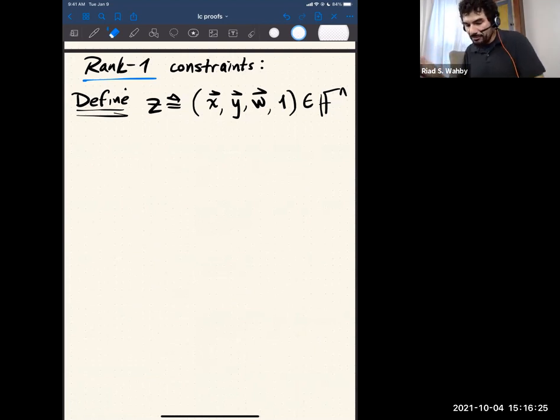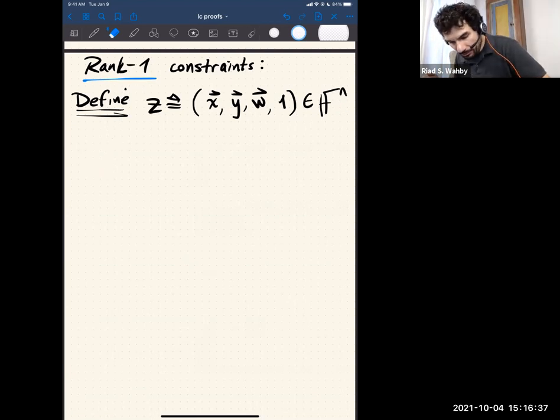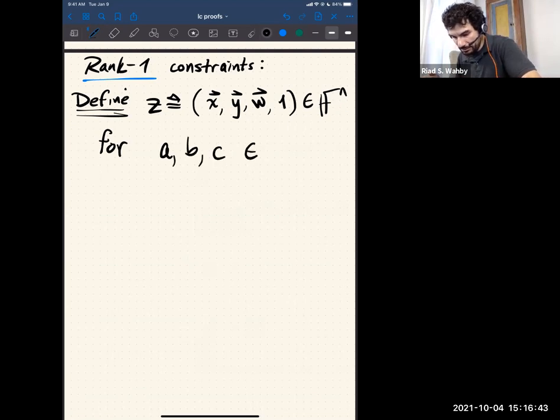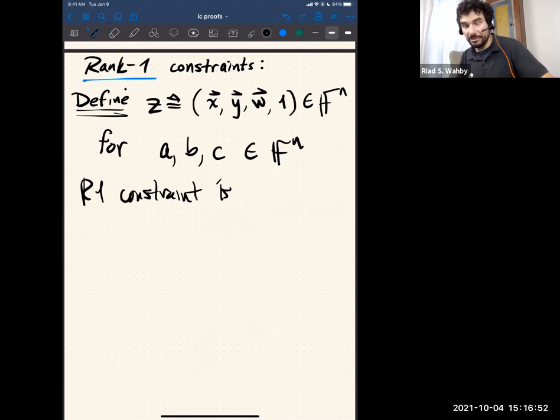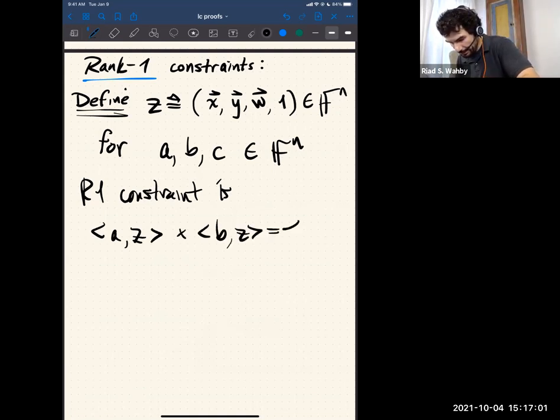So if we define some vector Z to be the concatenation of three vectors, X, Y, W, and the constant one, and we'll say that this is a vector of length N, then we're going to have three other vectors, A, B, C, also of length n. A rank one constraint is given by the inner product of A and Z times the inner product of B and Z equals the inner product of C and Z. Okay, and this is dot product or inner product.